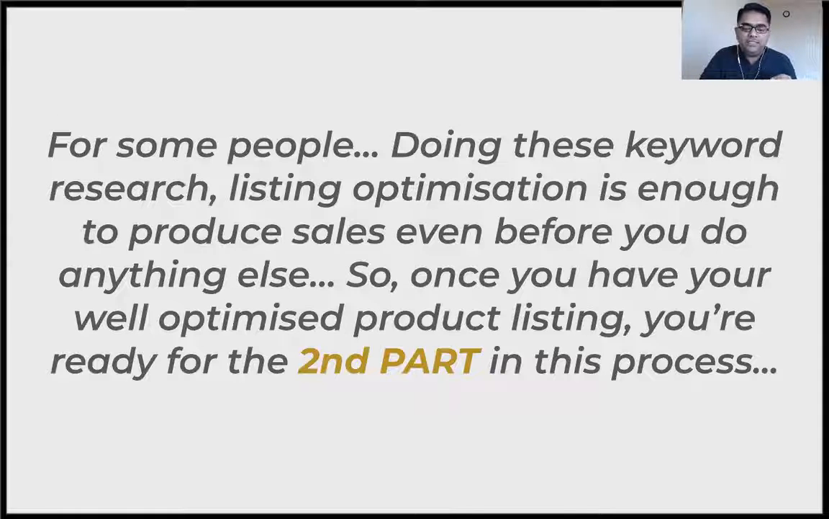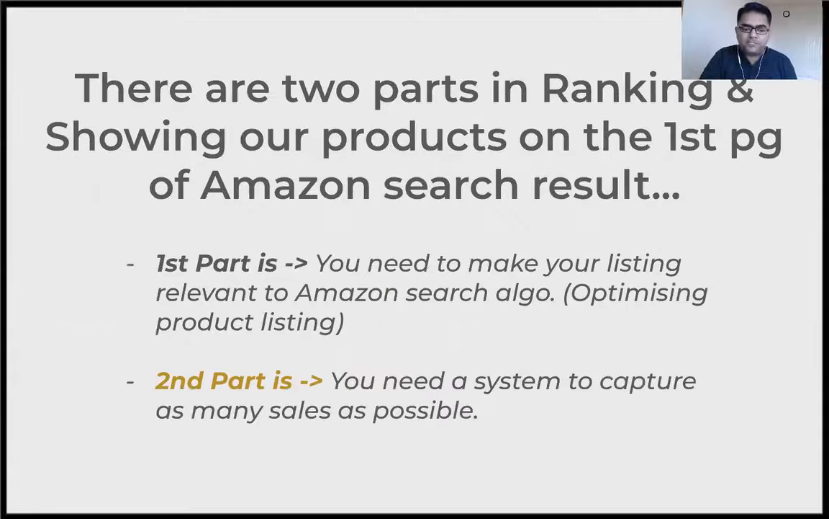For some people, doing this keyword research and listing optimization is enough to produce sales even before you do anything else. So once you have your well optimized product listing, you are now ready for part 2 in this process. As I mentioned, there are two parts in ranking and showing your product on page 1 of the Amazon search result. Part number 1 is optimizing your product listing. That is what we have covered so far. And part number 2 is you need a system to capture as many sales as possible.